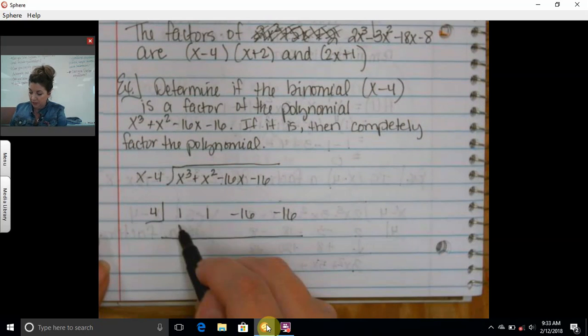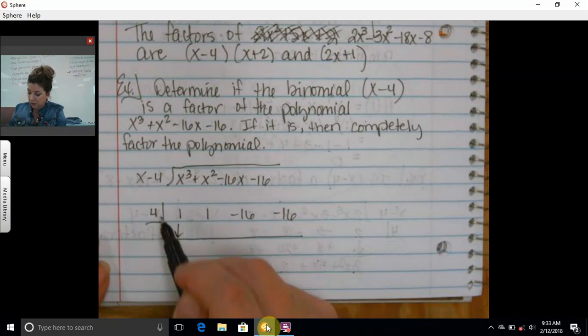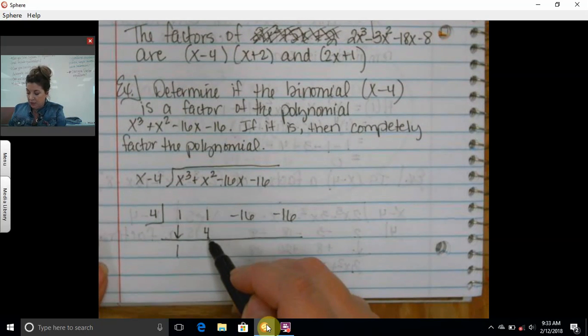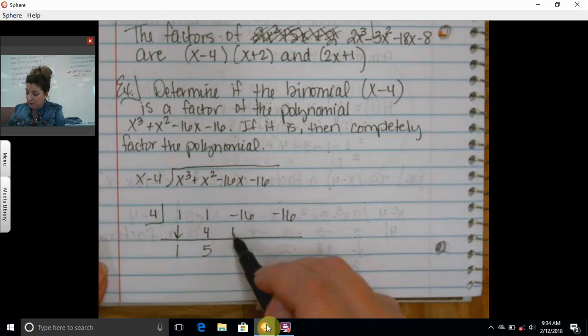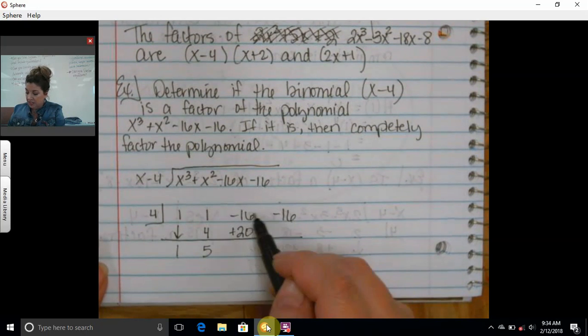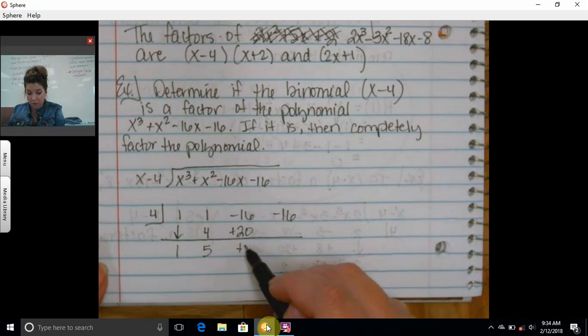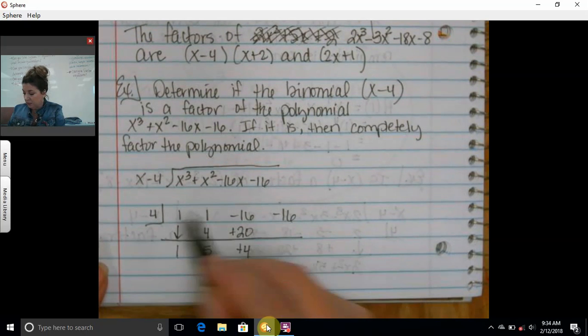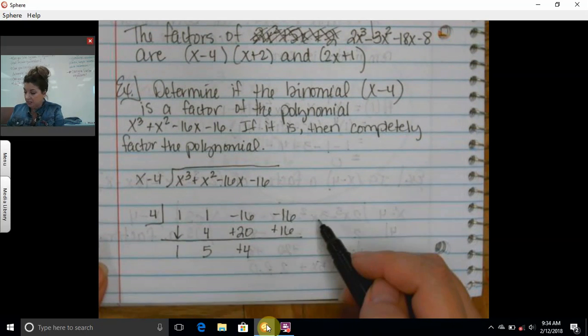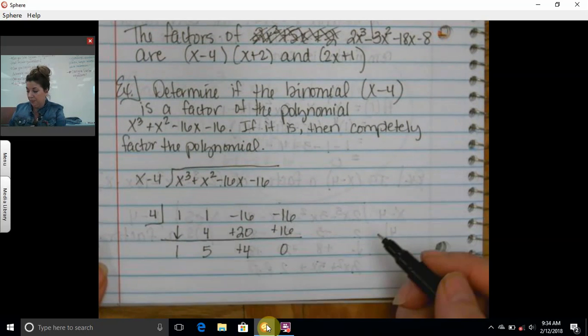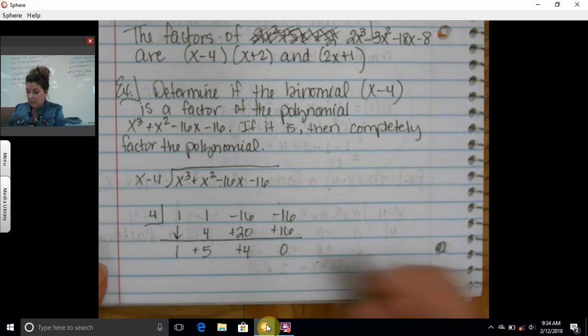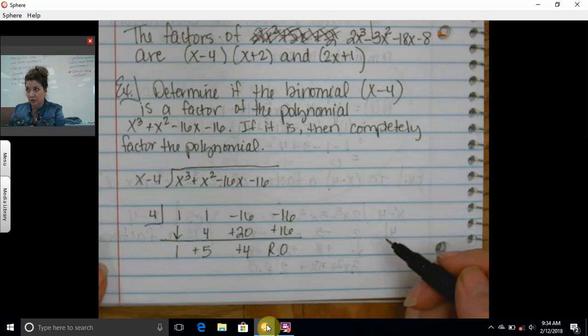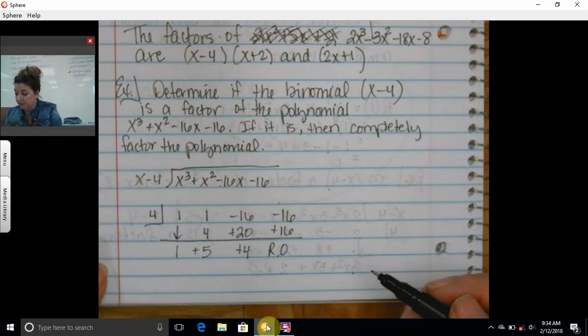My first term, just bring it down. 1 times 4 is 4. A +1 and a +4 make a +5. 5 times 4 is +20. -16 plus 20 is +4. 4 times 4 is +16. -16 plus 16 is 0. So my remainder is 0, so is x minus 4 a factor? Yes, Miss Riley. So it says if it is, then completely factor the polynomial.